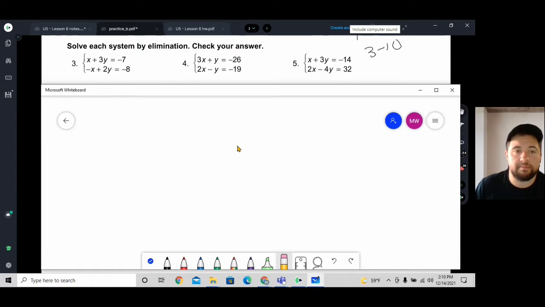All right, people, homework B, let's have it out. Here we go. We're going to go over it. Check your work as we go. Immediately, when I look at number 3, I notice that these two x's are going to cancel each other out. Positive x, negative x equals 0.